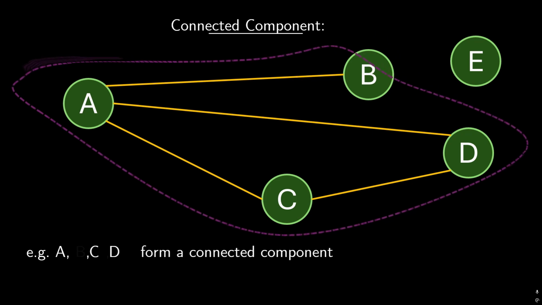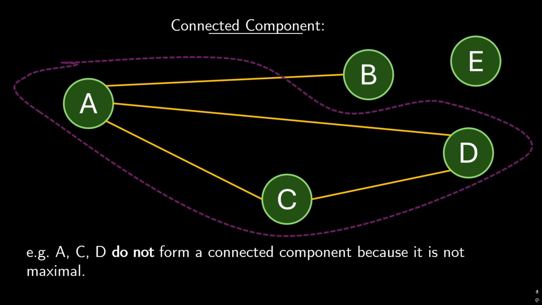On the other hand, if I said A, C, and D only, these do not form a connected component because it is not maximal. Okay, in other words, why is it not maximal? Because we should have included node B as well.